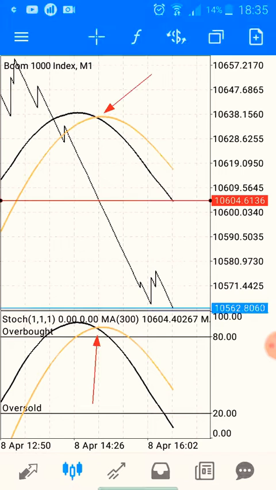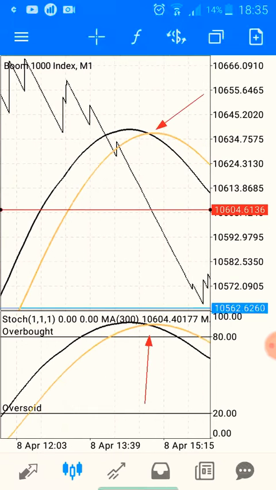When am I going to come out of this trade? When am I going to close my trade and take my profit? Mostly I close my trade when the gold moving average on the stochastic touches the level 20, the oversold zone, I take my profit, if I'm using the 1 minute time frame.